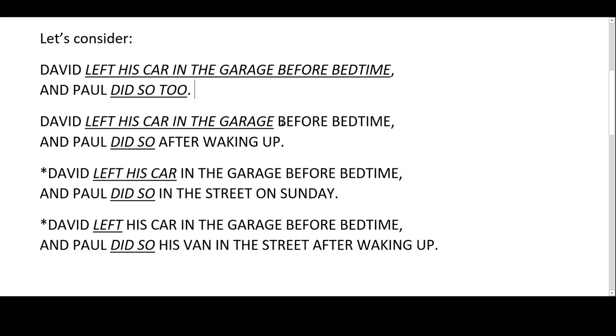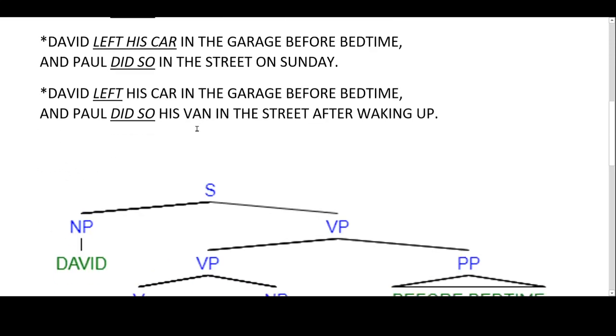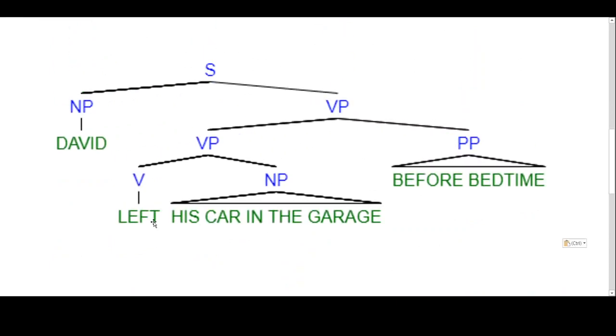David left his car in the garage before bedtime, and Paul did so after work. Now, this time, what we're testing is to see if left his car in the garage is a constituent. Well, let's see if we can replace it with did so. David left his car in the garage before bedtime, and Paul did so after waking up. We can see that did so is replacing that because the result is grammatical. So, left his car in the garage is also a constituent. And because it's a constituent, it's under one VP, under one node of our tree.